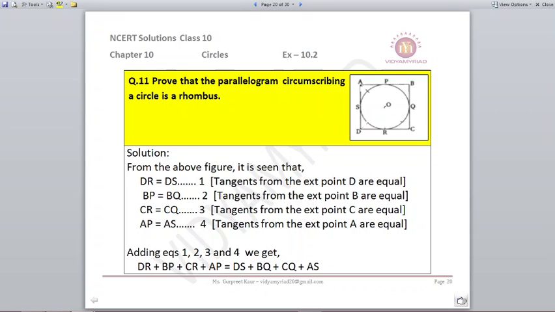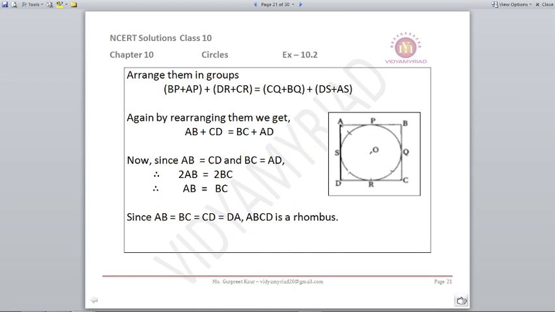So these are the four, add them together. When you add them together, you get DR plus BP plus CR plus AP, which is equal to DS plus BQ plus CQ plus AS. When you rearrange them, you will get that AB plus CD is equal to BC plus AD. Now since ABCD is a parallelogram, we know that its opposite sides will be equal. So AB will be equal to CD and BC will be equal to AD.